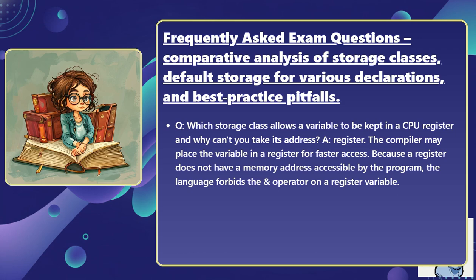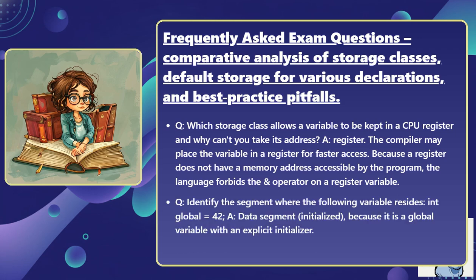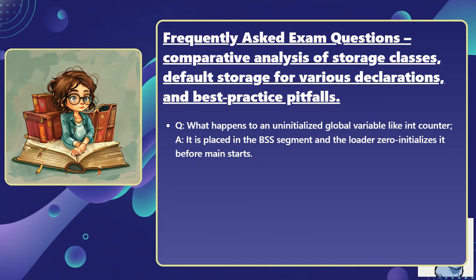Question: identify the segment where the following variable resides. int global = 42. Answer: data segment, initialized, because it is a global variable with an explicit initializer. Question: what happens to an uninitialized global variable like int counter? Answer: it is placed in the BSS segment and the loader zero-initializes it before main starts.